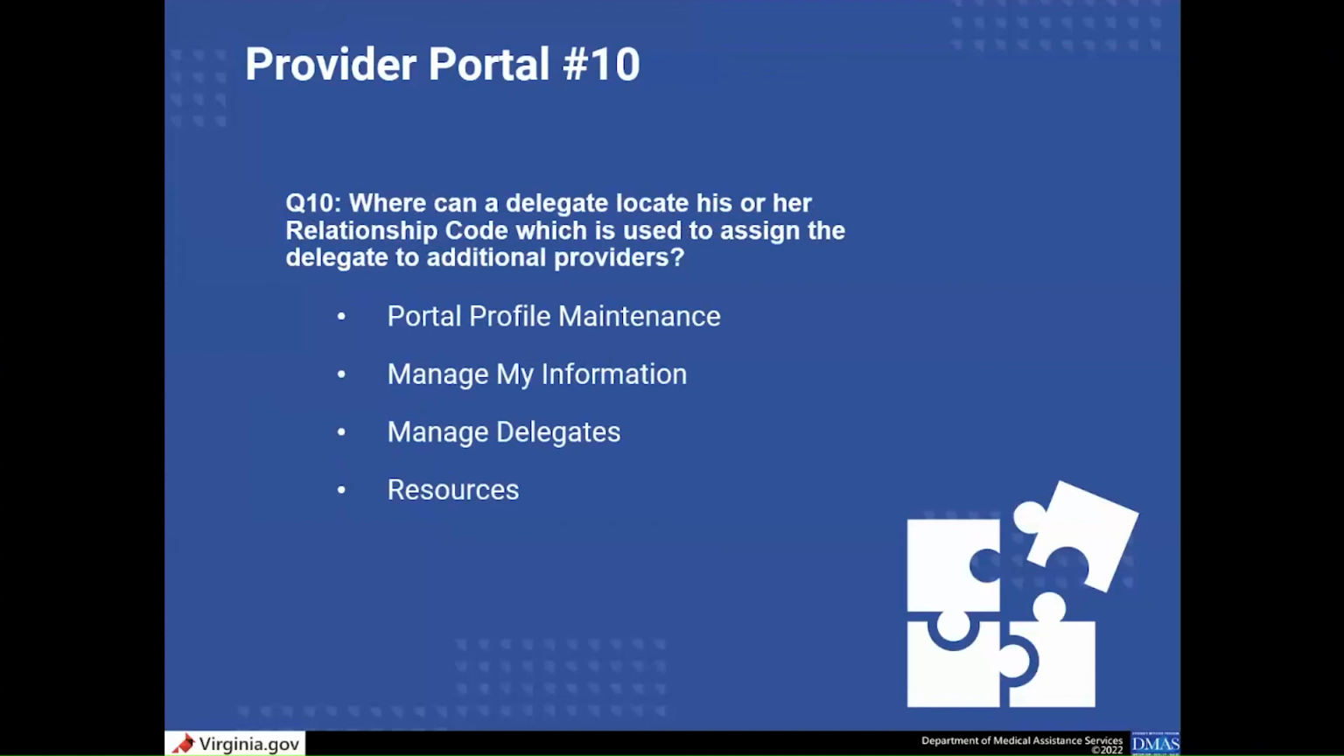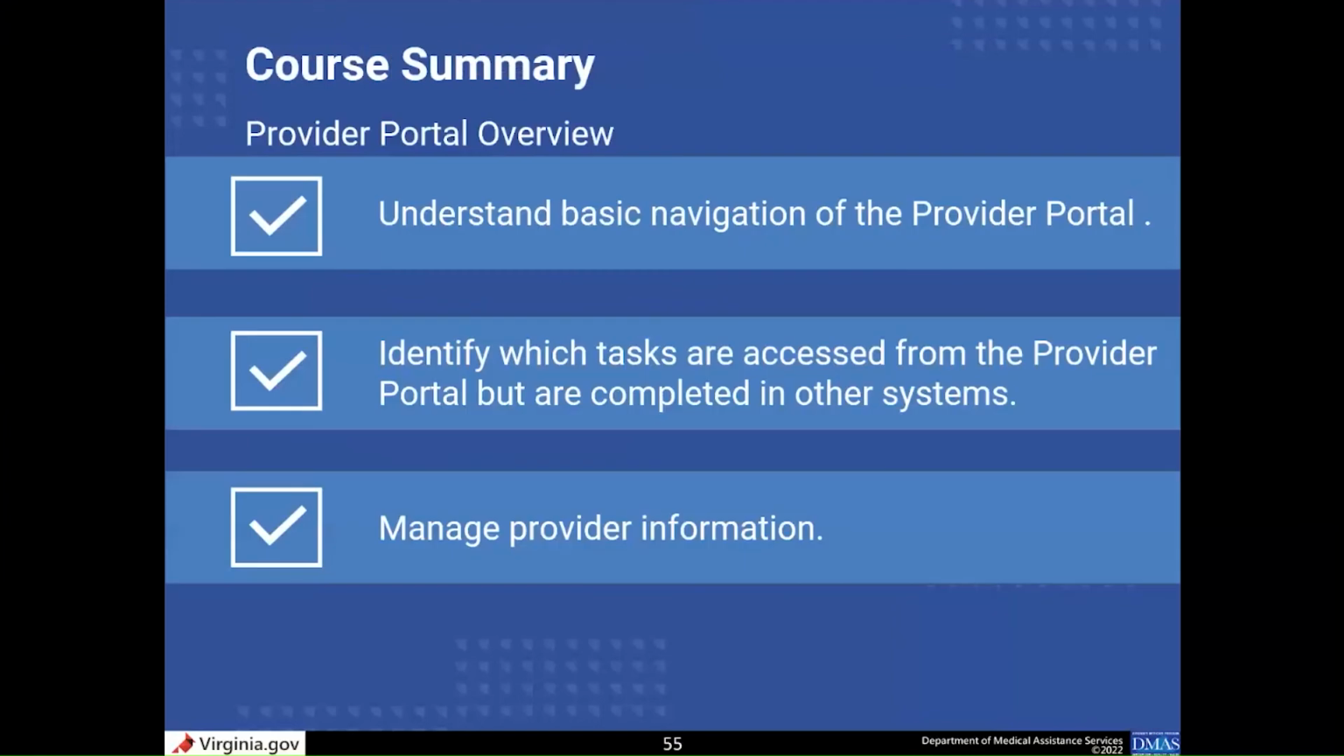So where can a delegate locate his or her relationship code, which is used to assign the delegate to additional providers? Is it under Portal Profile Maintenance, Manage My Information, Manage Delegates, or Resources? The correct answer is Portal Profile Maintenance.